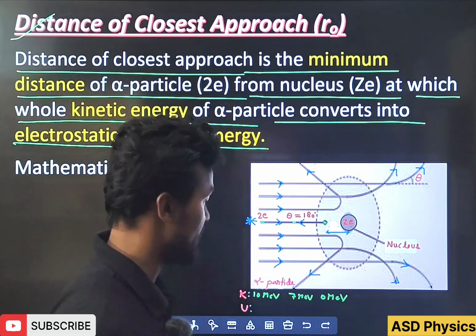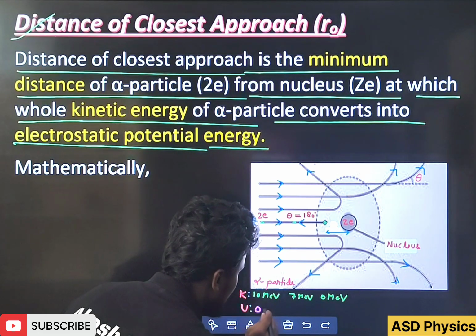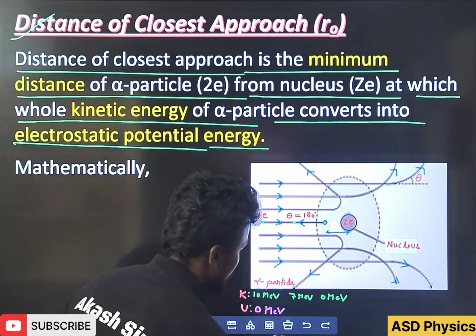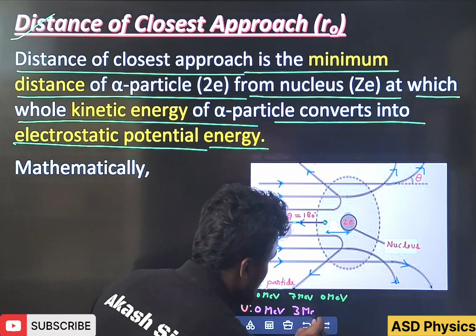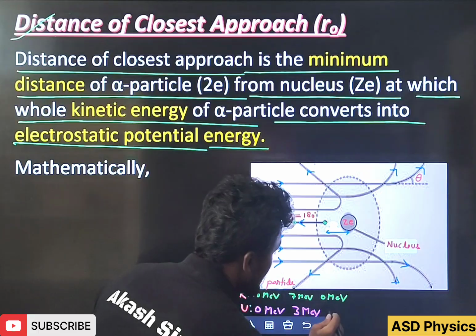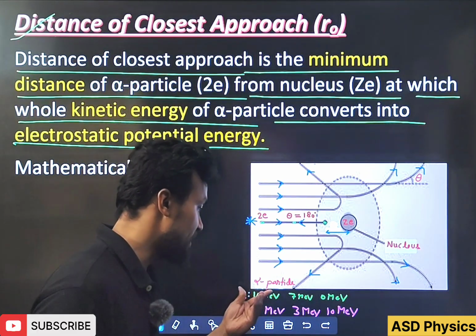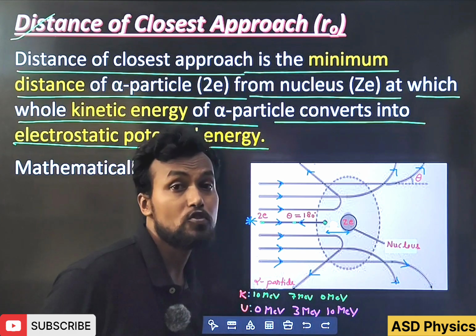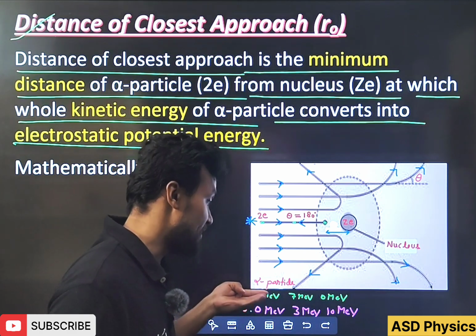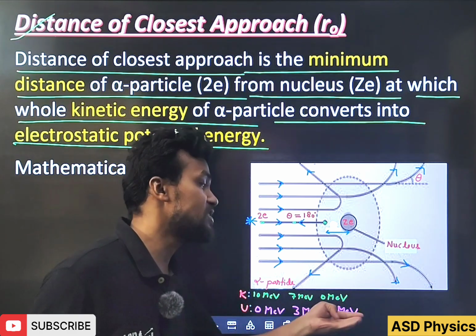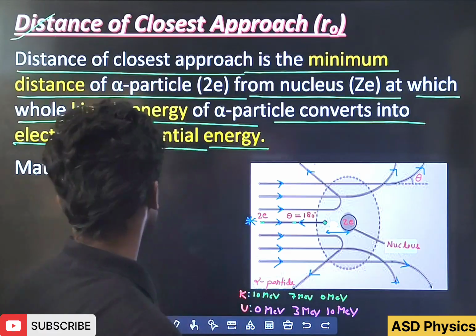It will increase. For example, let's take here 0 mega electron volt, then here it will become 3 mega electron volt. And when it reaches here, it will become 10 mega electron volt. So you can see the whole kinetic energy has been converted into electrostatic potential energy. Kinetic energy is decreasing, potential energy is increasing. So this is the main thing.